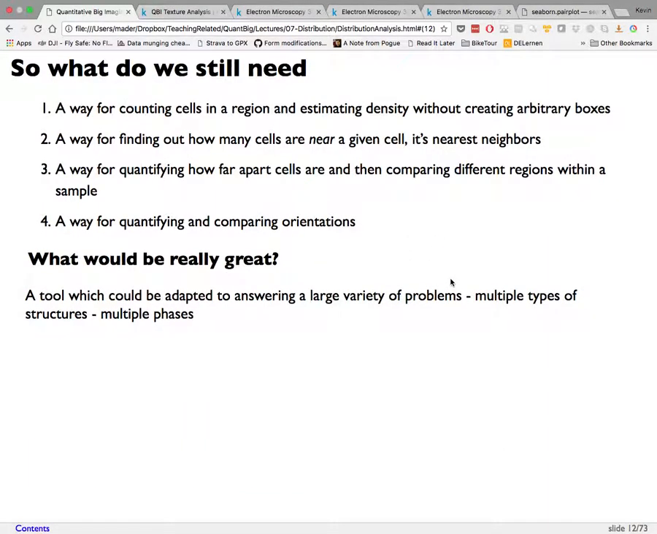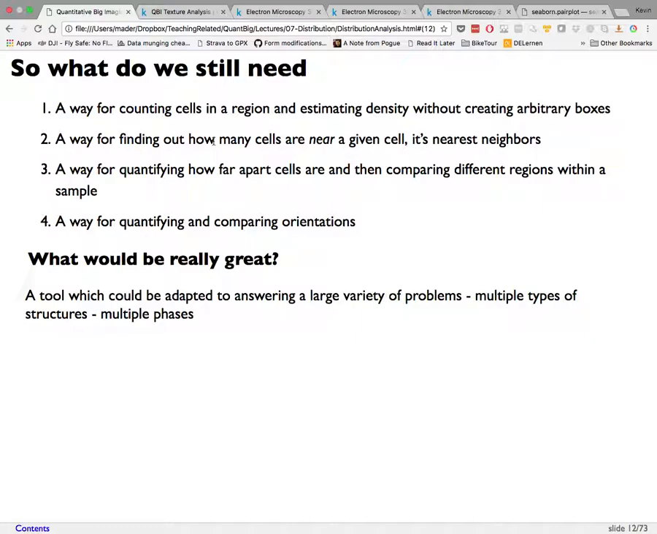And so when we look at what we would still need to be able to do, we want to have a way for counting cells in a region and estimating things like density without having to draw arbitrary boxes or make arbitrarily large erosion or dilation operations.